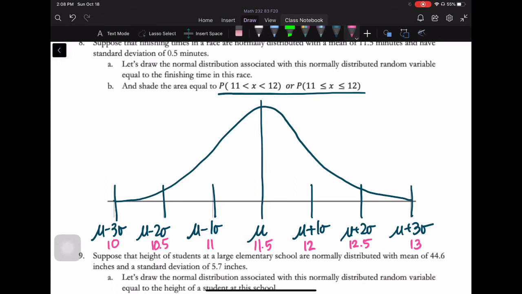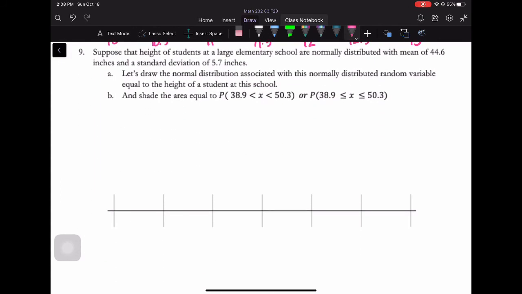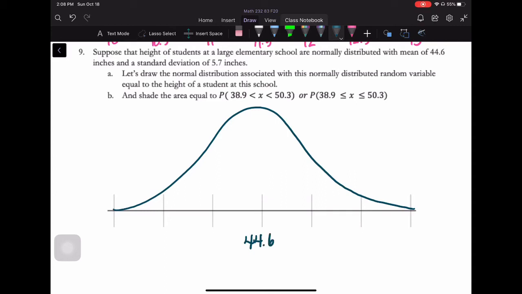We're going to do the same thing for the next problem. Draw your curve. Put your mean in the middle. Standard deviation is added to get to the next value. Our average is 44.6. Adding 5.7, I get 50.3. Adding 5.7, I get 56. Adding 5.7, I get 61.7. That is coming from this value here and this value here.